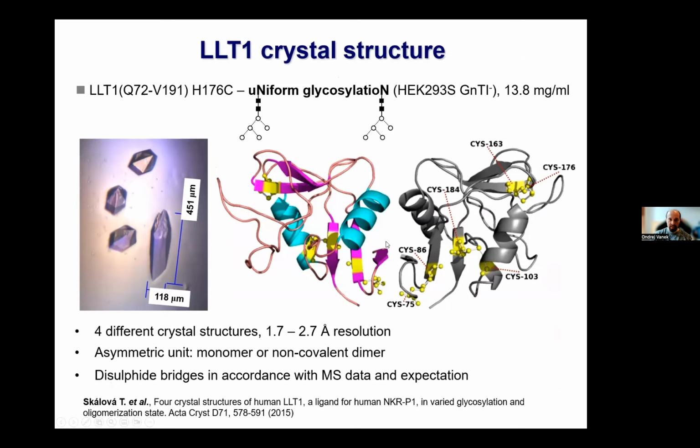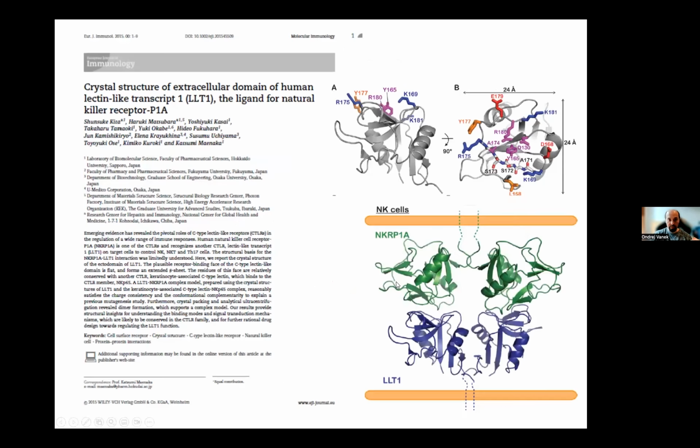You can see it here. It's a non-covalent homodimer. We could observe all three disulfide bonds, including this one, which was reconstituted by the mutation. And otherwise the structure follows a more or less expected fold.